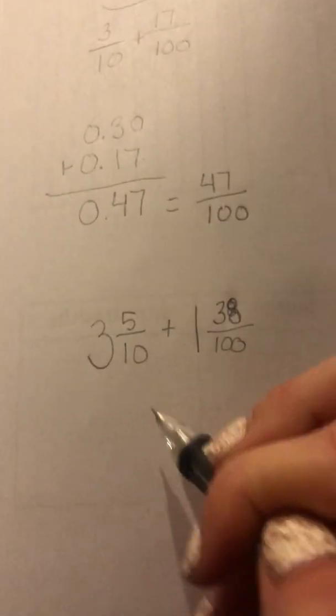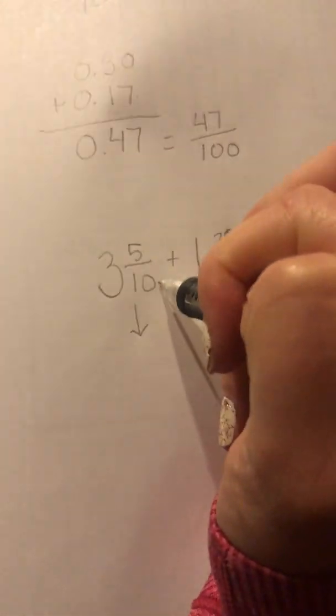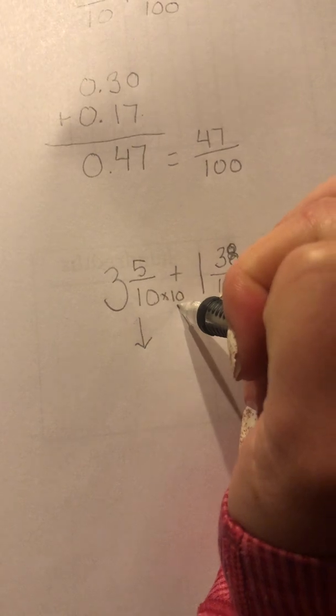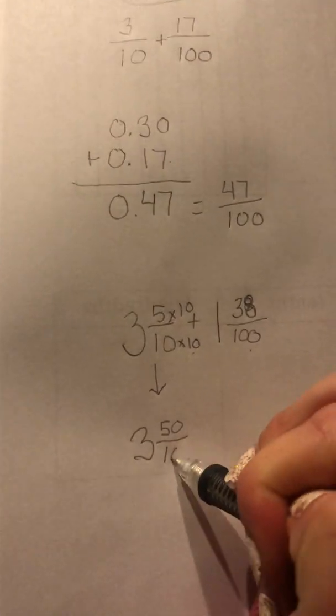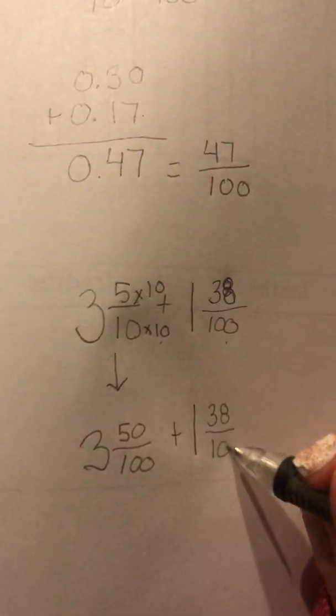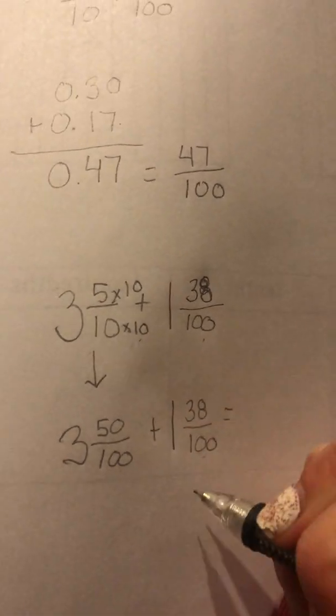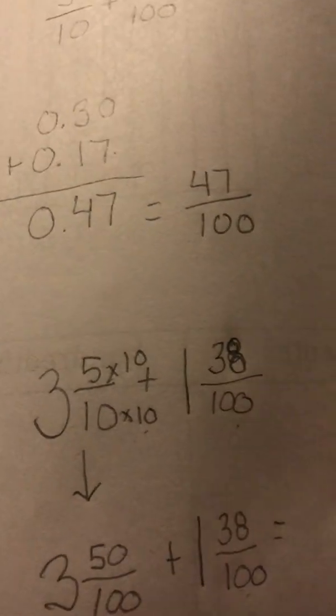All right. So this time, let's do it in fraction form. So you guys know we cannot add a 10 and a 100. So we need to convert this 10 into a 100. And whatever you do to the bottom, that's right, you do to the top. So you really have 3 and 50 hundredths. And I bet you guys knew that just by looking at it. Plus 1 and 38 hundredths. Now we can add. Because they're both hundredths. So let's do some mental math. What's 50 and 38? Yep, 88 hundredths.